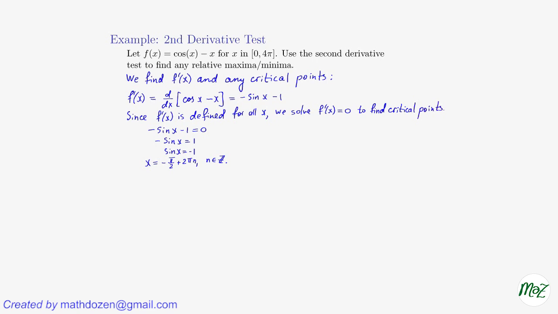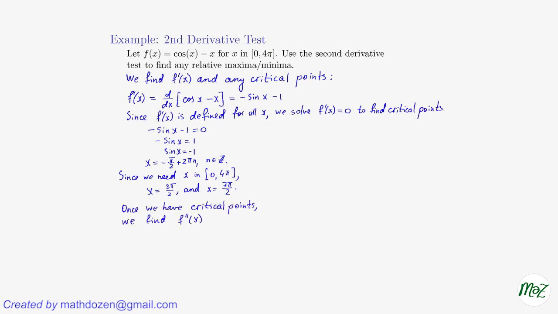And all solutions of this equation are x equals negative pi over 2 plus 2 pi n, for any n being an integer. But in this problem we need only points between 0 and 4 pi, so we can easily see that for n equal to 1, we get 3 pi over 2, and if n is equal to 2, we get 7 pi over 2. Those are the two critical points that we have.